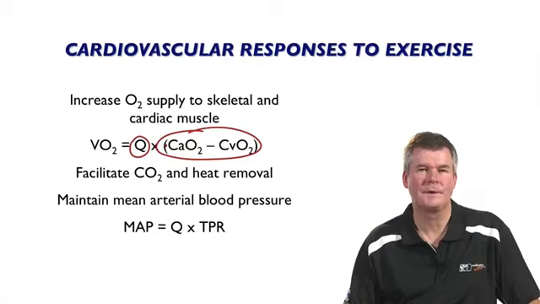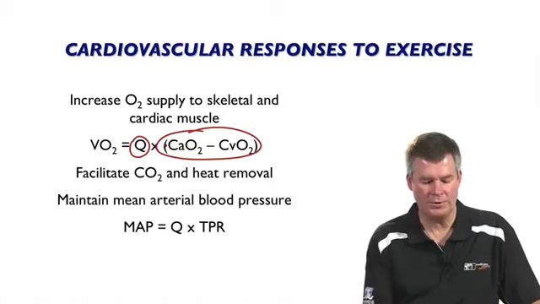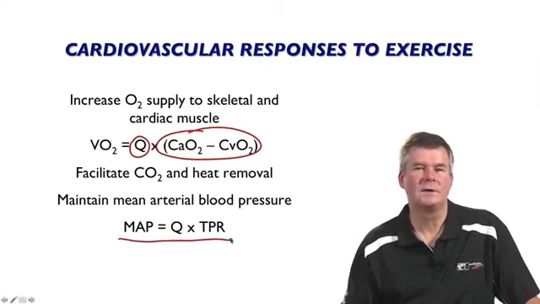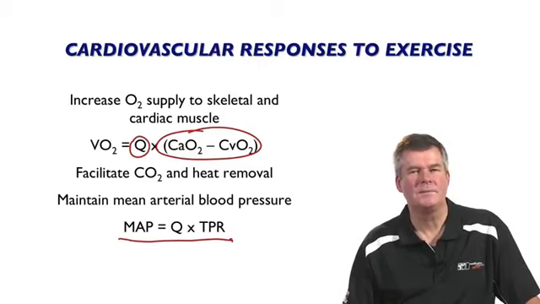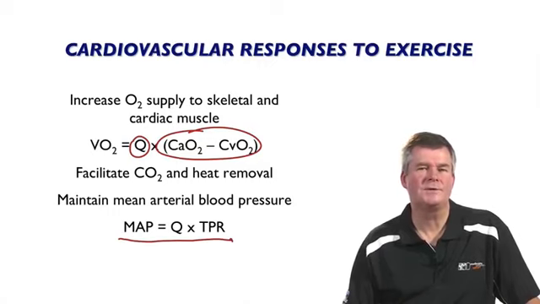An important other function of the cardiovascular system is to remove CO2 and heat from the contracting muscle. And finally, the mean arterial blood pressure has to be maintained to ensure that there's adequate perfusion of the key organs, notably the brain. It's important to remember that mean arterial pressure is really the product of the cardiac output and the total peripheral resistance. And we'll see during exercise that changes in regional blood flow and changes in cardiac output will interact to determine the mean arterial pressure response to exercise.